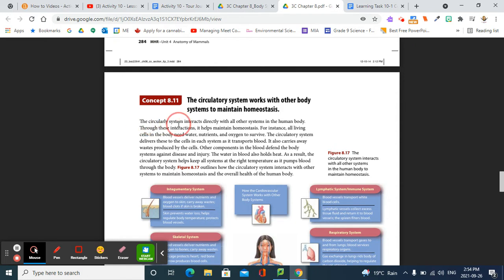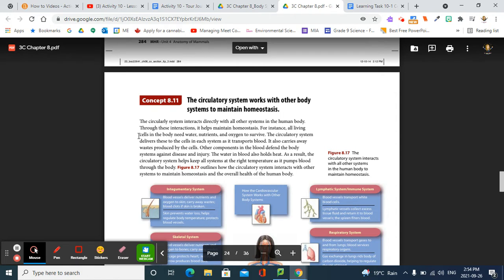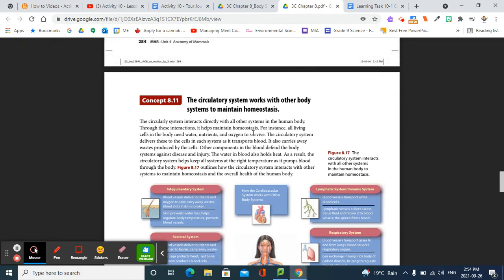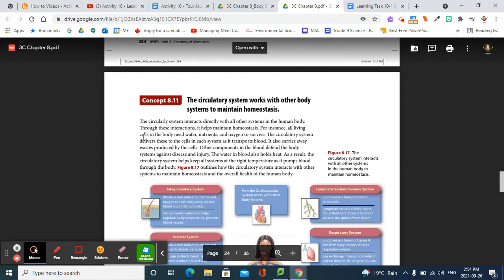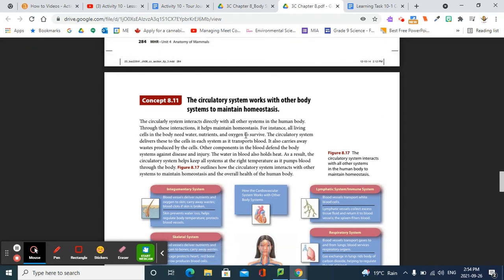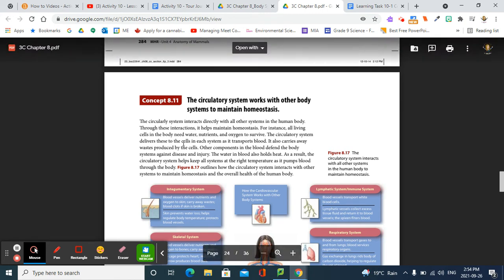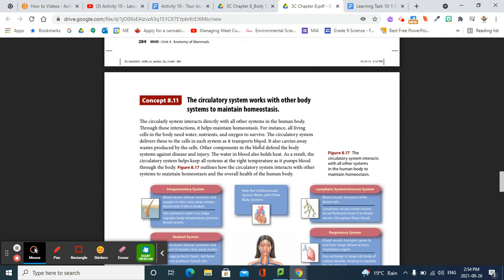So the circulatory system interacts directly with all the other systems in the human body. Through these interactions, it helps to maintain homeostasis, so like a balance in our body. So, for example, all living cells in the body need water, nutrients, and oxygen to survive. The circulatory system delivers these to the cells in each system as it transports blood.